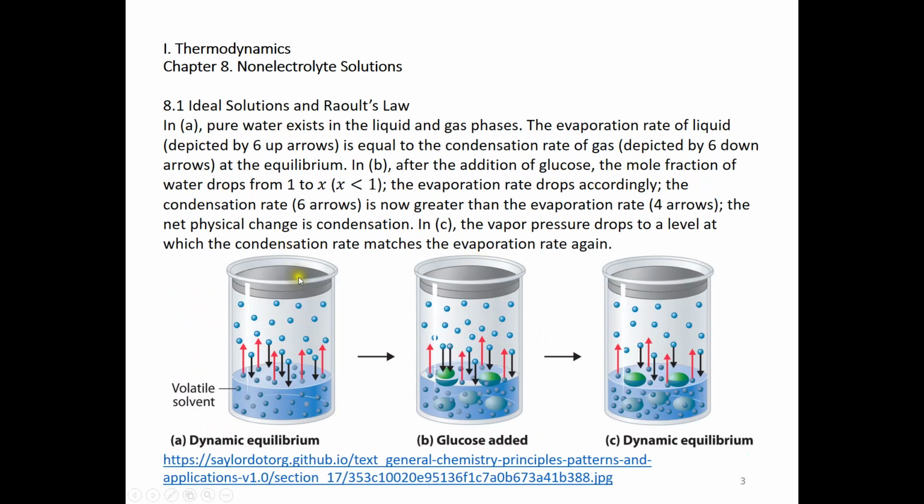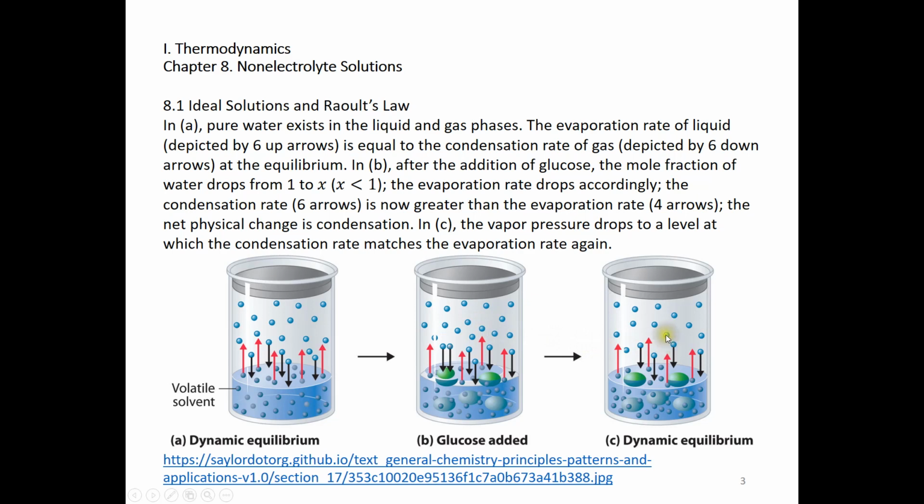Again, we look at three scenarios over here. So scenario A, B, and C. In A, we have pure water. The evaporation rate equals the condensation rate. In B, right after we add glucose, you can see the down arrows are more than the up arrows. That means we have faster condensation than evaporation, and that means overall, we'll have fewer water molecules in the gas phase.